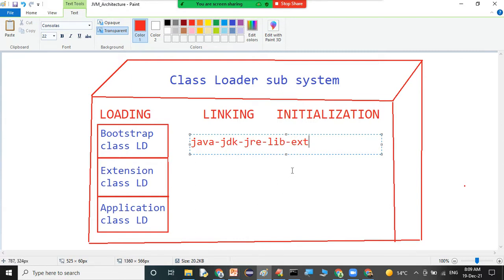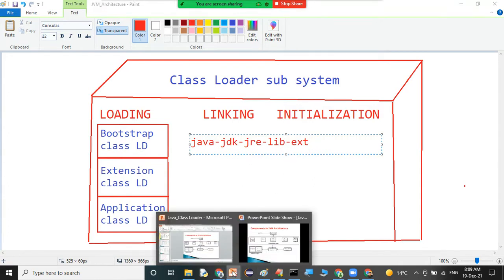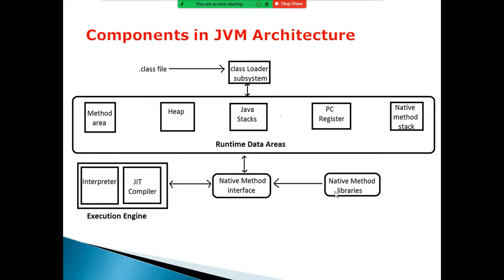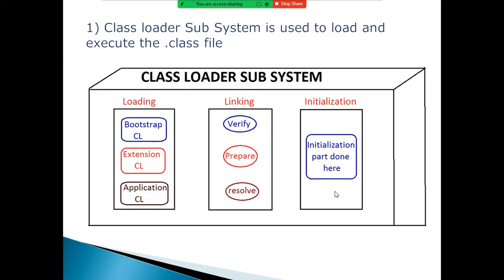Let's see, I'm showing you what I told you, sir. Listen very carefully. We can have the required dot class file in lib. We can also have a required dot class file in extension. You will get more idea. This is the class loader subsystem. This is loading: bootstrap class loader, extension class loader, application class loader. Then we have linking: verify, prepare, and resolve, and then we have initialization.